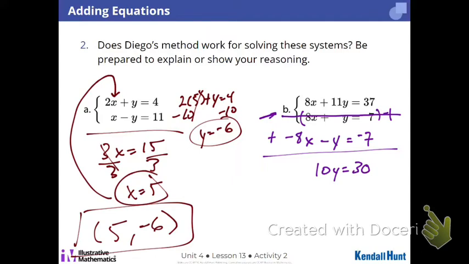Because if I can get x to cancel, I have a y. If I can get y to cancel, I have an x. So I got x to cancel by making my 8x negative. And that leaves me with a y value of 3.